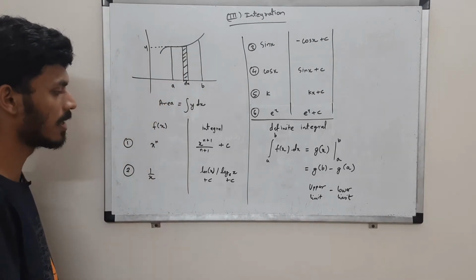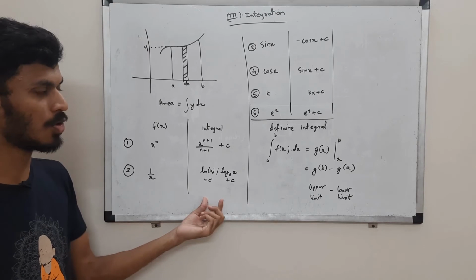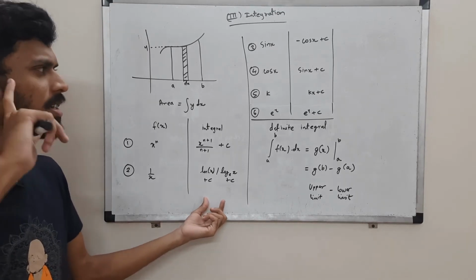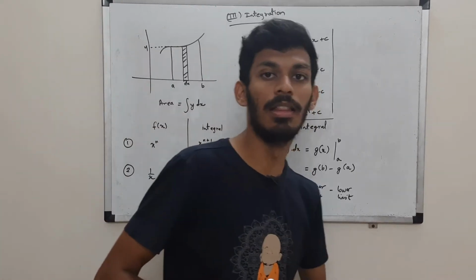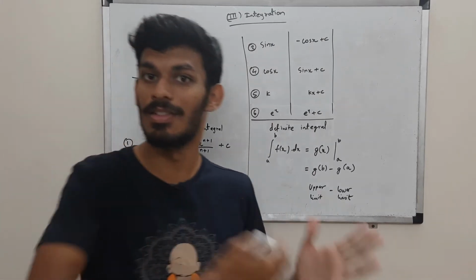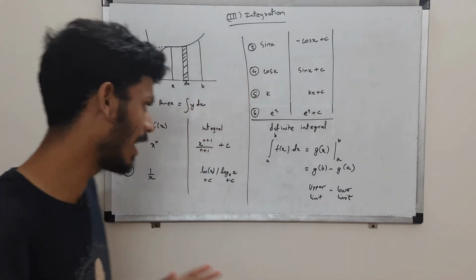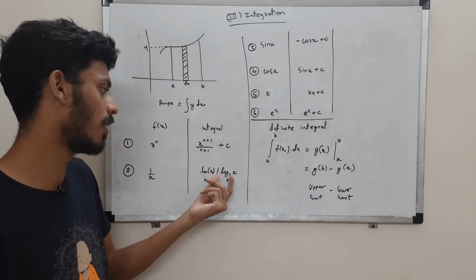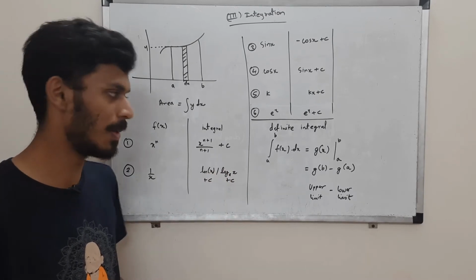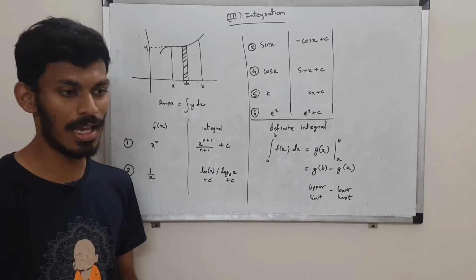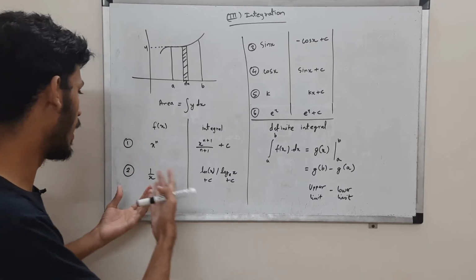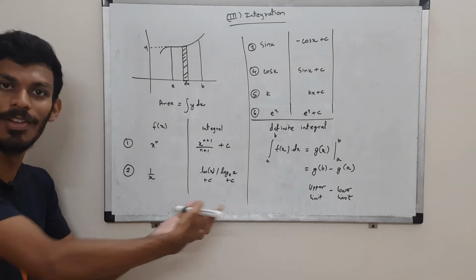Then we have 1 by x. The integral of 1 by x is log x. Previously, I don't know if we discussed this, but the differentiation of log x is 1 by x. Log to the base e, ln of x. The differentiation of ln of x, or log to the base e, is 1 by x. And the integration of 1 by x will give you log of x.